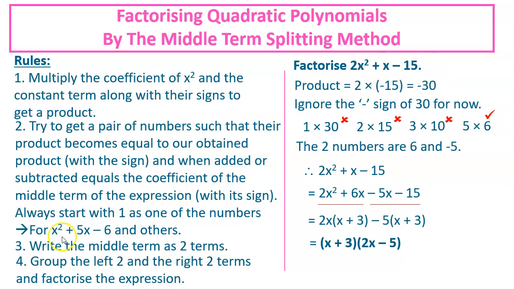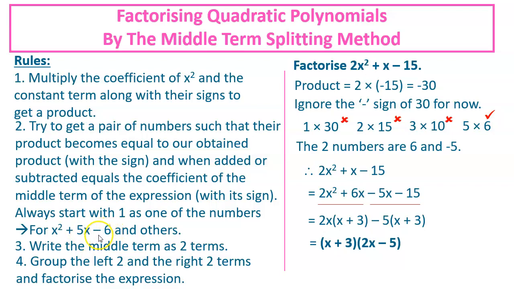Okay. Now coming to this part, x squared plus 5x minus 6. Of course, the coefficient of x squared in this case is 1. So it is 1 times negative 6. The product will be negative 6. And we will be ignoring this negative sign, taking 6 and starting to search the pair. The very first pair will be 1 times 6. 6 times negative 1 is negative 6, and 6 minus 1 is positive 5.